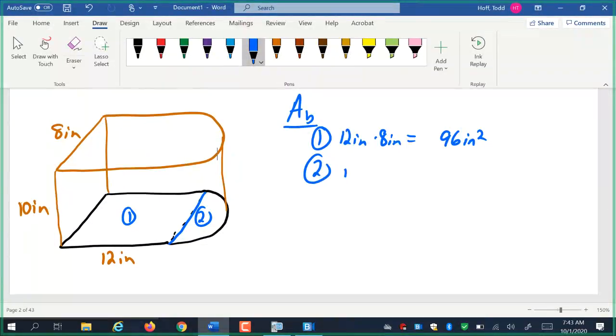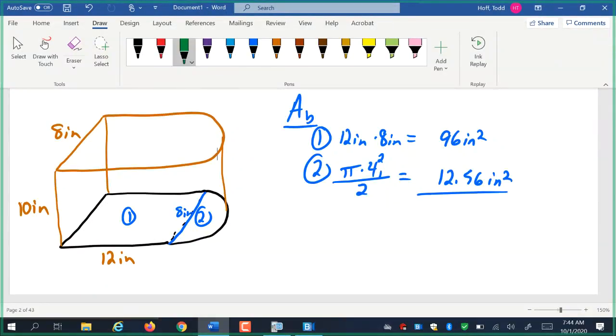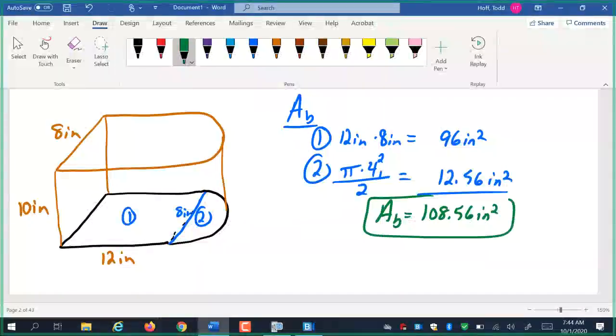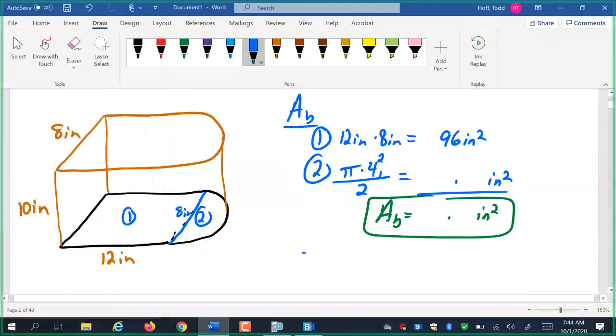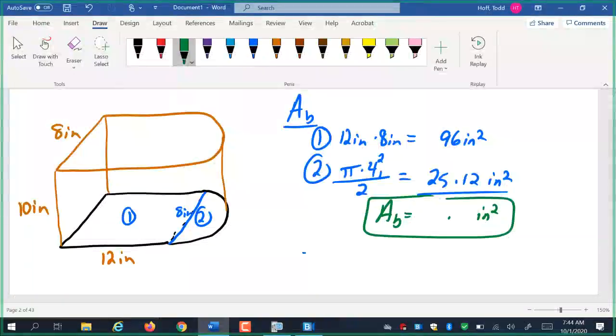Shape 2 is that half a circle, which will be pi times, it's 8 inches across, so we're going to use a radius of 4 inches squared, and of course divided by 2 because it's only half a circle. Which gives us 12.56 square inches. Giving us the area of our base. Actually, that's not 12.56, is it? Let's actually calculate that out. 25.12, I believe, but I'm going to double check myself. It's been one of those mornings with the internal calculator here. It is 25.12. So that gives us the area of a base of 121.12 square inches.